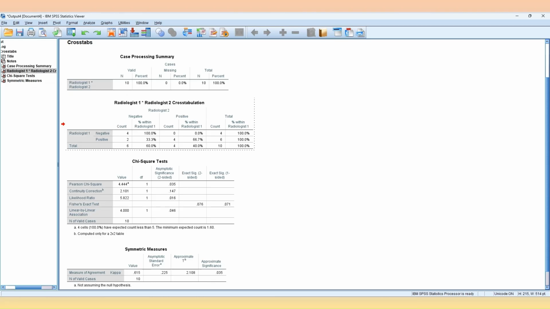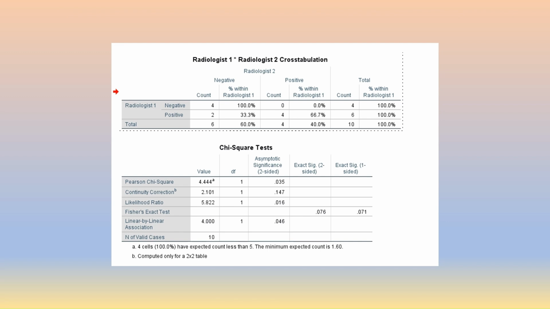The results show the cross-tabulation, chi-square test, and symmetric measures. In symmetric measures, the Kappa value is 0.615, which means, in the cross-tabulation of radiologist 1 and radiologist 2, the frequency 2 is the conflict of agreement. Radiologist 1 says these two patients are positive and radiologist 2 says these two patients are negative.